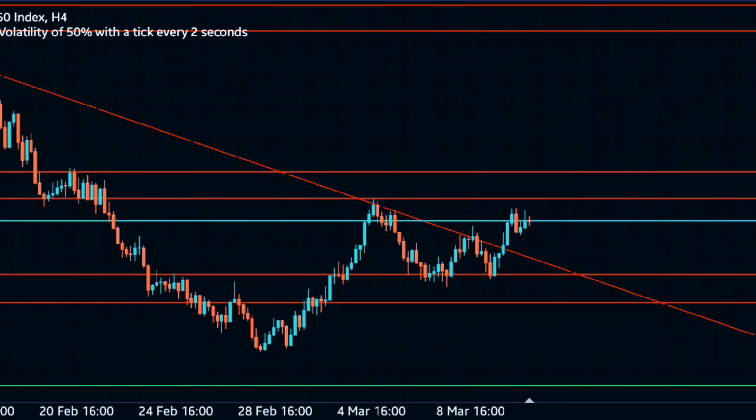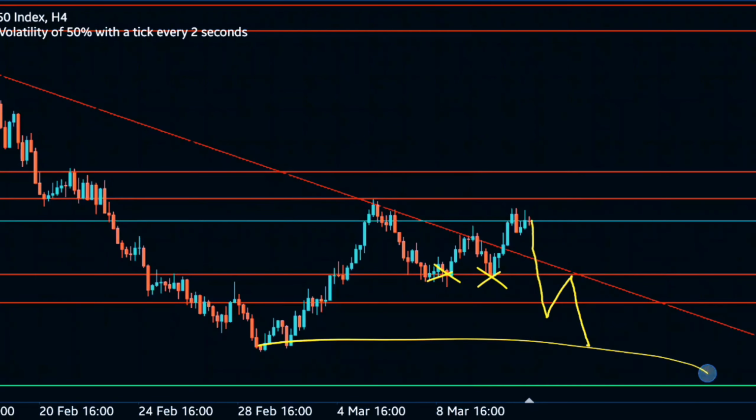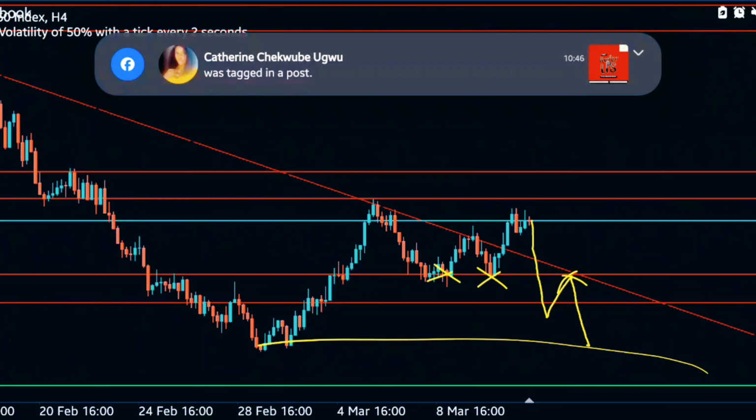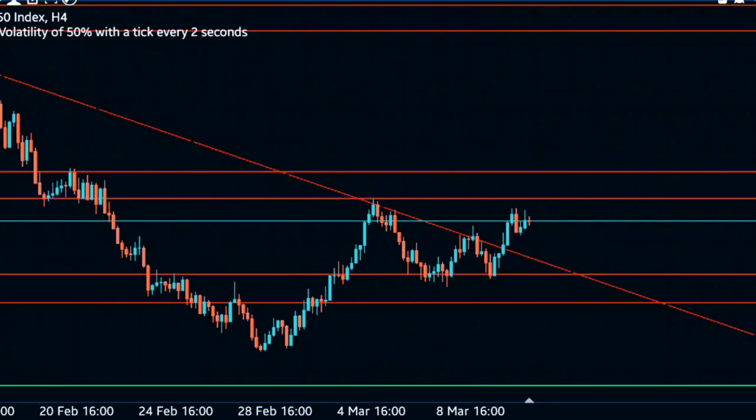But if price wants to continue, knowing full well that this is a very valid support area, I'll wait for price to break below, retest, then I'll take the sell. My first take profit will be here. And if you look at this area, you can see that it's a confluence: trend line confluence with the support level confluence. That will really make the trade juicy.